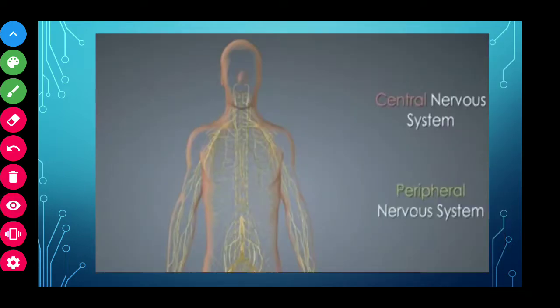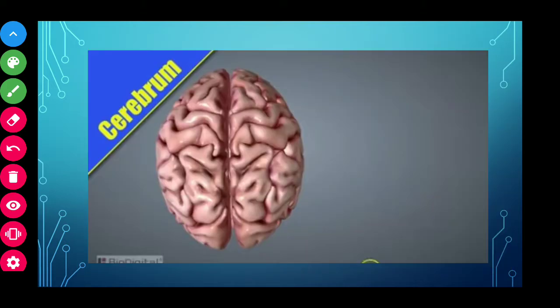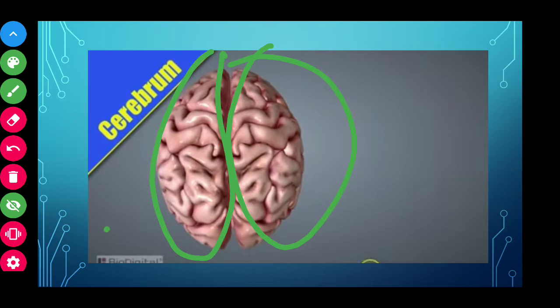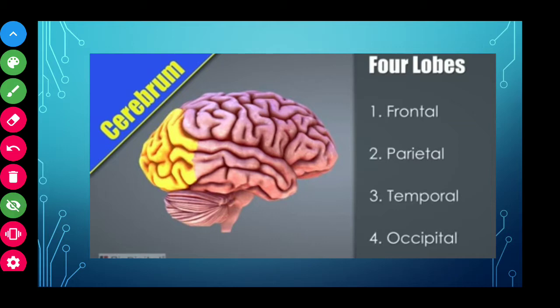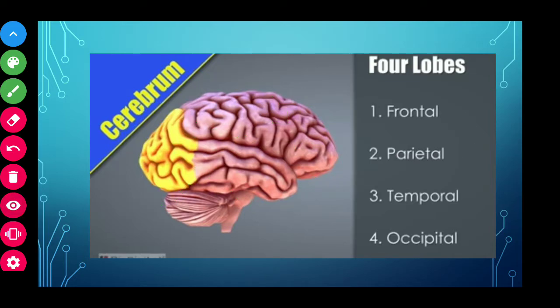Let's see cerebrum. Cerebrum has two hemispheres, which is right and left hemispheres. It has four lobes: frontal, parietal, temporal and occipital lobes. This portion is frontal, this one is a parietal, this one is a temporal and the posterior part occipital. So these are the four lobes.